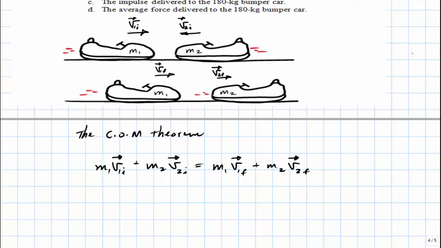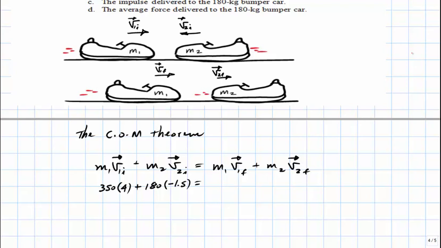Let's incorporate the values into this equation. M1 was given as 350 kilograms. V1 initial was given as 4 meters per second. M2 was given as 180 kilograms. V2 initial was given as 1.5, but since the object M2 was traveling to the left initially, we'll enter it as a negative 1.5 into our equation.